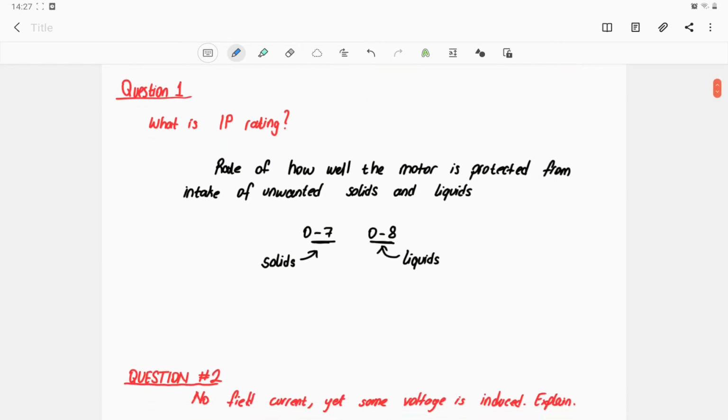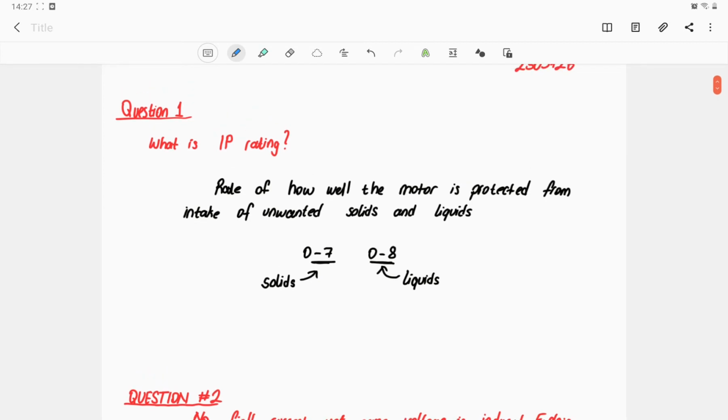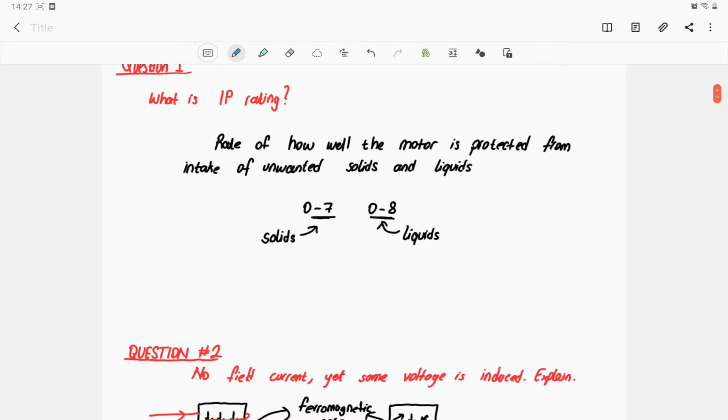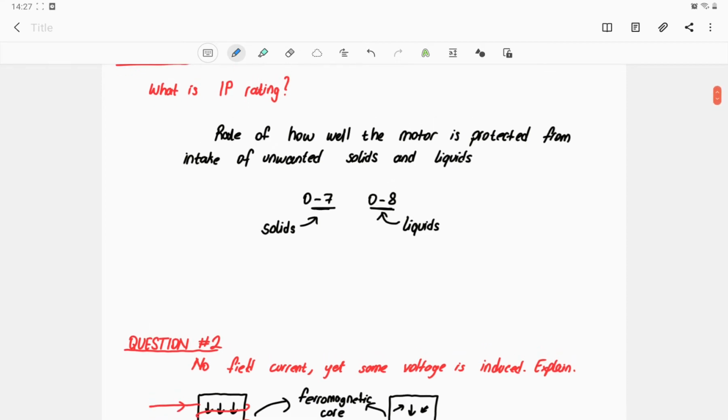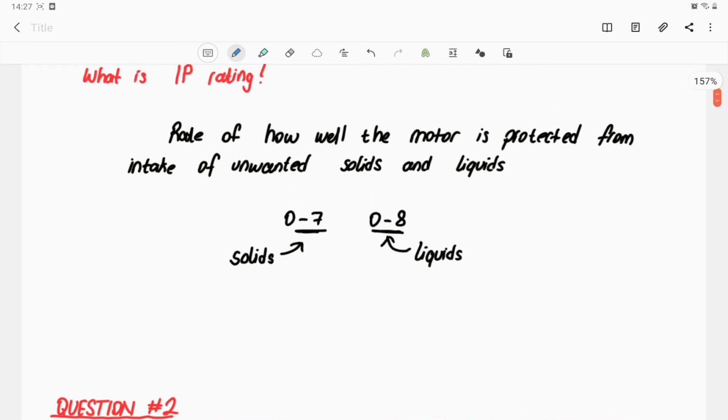For the first question, we were asked what the IP rating is that we saw on the DC machine. The IP rating is the rate of how well the motor is protected from intake of unwanted solids and liquids. It consists of two digits, where the first one can range from 0 to 7 and the second one can range from 0 to 8.